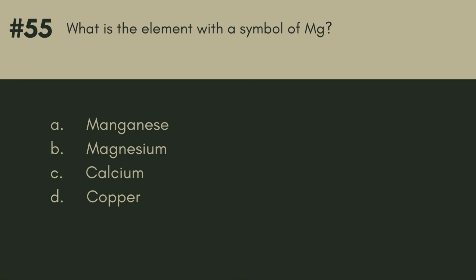Question 55. What is the element with a symbol of Mg? A. Manganese. B. Magnesium. C. Calcium. D. Copper. The answer? B. Magnesium. Mg is for magnesium.